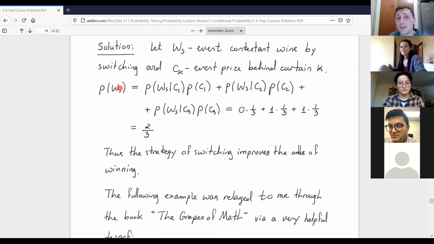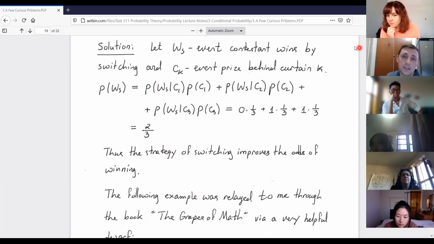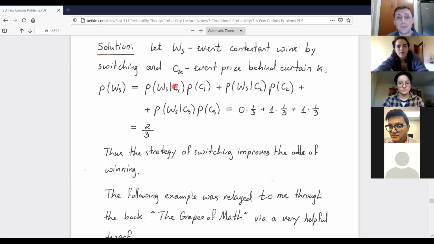Now the strategy of switching works as follows. Let's suppose C sub K is the event that the prize is behind curtain number K. Suppose we employ the strategy W sub S, switch once a curtain is offered. So what's the probability? Remember, the default is that you picked curtain number 1. You can always relabel it if it's another curtain. So what's the probability that you win by switching? If the prize is located behind curtain number 1, the probability that you win by switching is 0.